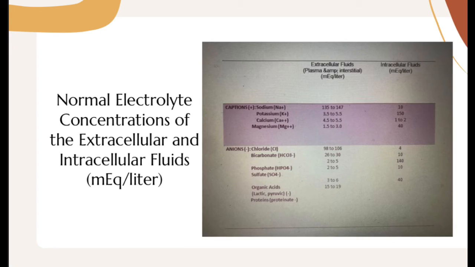Today we will discuss the normal electrolyte concentrations of the extracellular and intracellular fluids, in milliequivalents per liter.